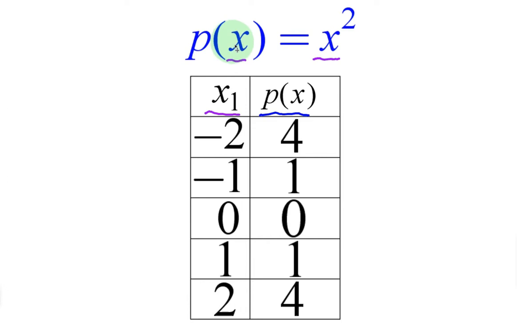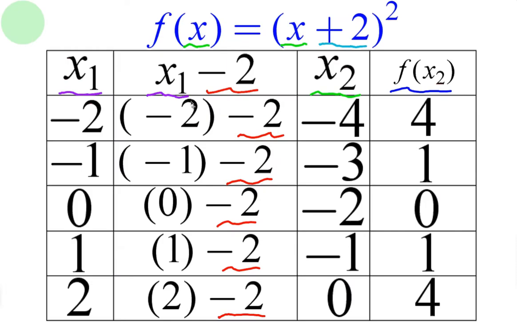And this is what we're getting at because we want to be able to graph transform functions. So p of x is equal to x squared. We've looked at our parent functions already. These are the 5 x values that we normally use because they're centered around 0. Negative 2 squared is 4, negative 1 squared is 1, and so on and so forth. So notice what happens if we wanted to graph f of x equals x plus 2 squared.